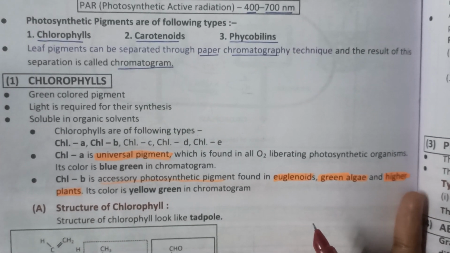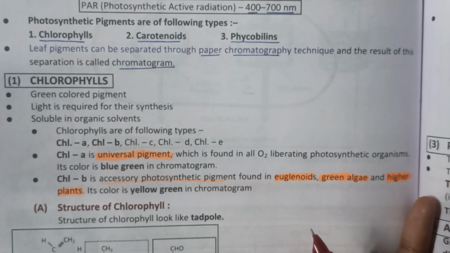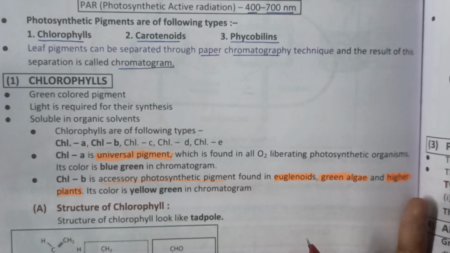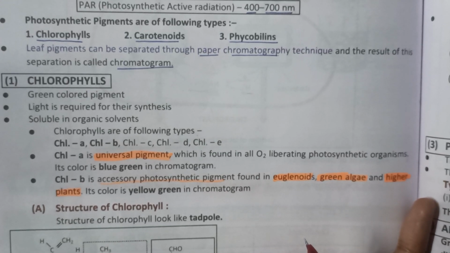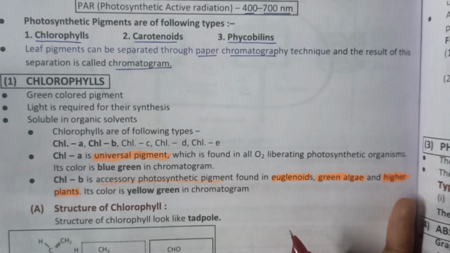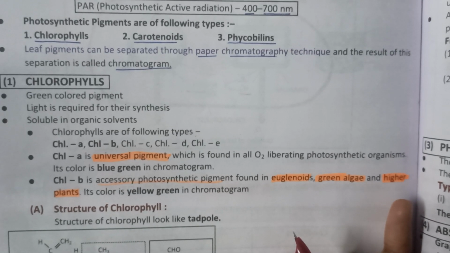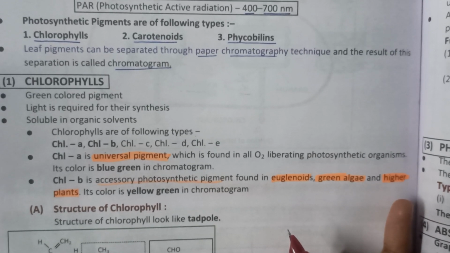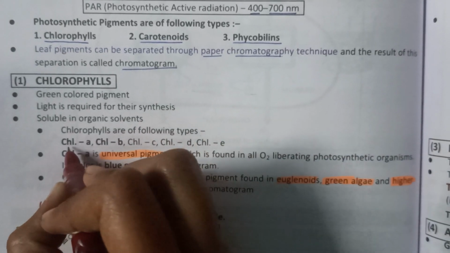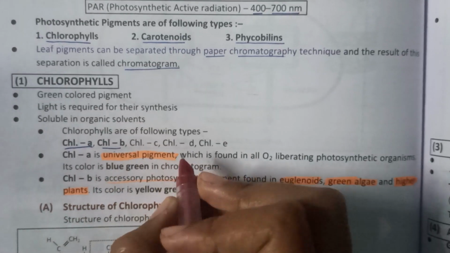So chlorophylls, we are going to study about the chlorophylls. It is a green color pigment, because chlorophyll absorbs all the spectrum except the green color spectrum. Light is required for their synthesis. Chlorophyll is soluble in organic solvents. Chlorophyll can be of various types. Chlorophyll A and B are very, very important.